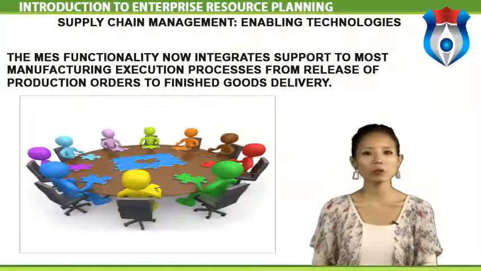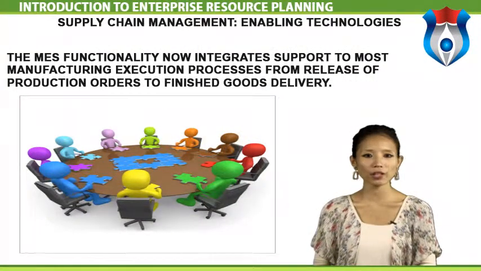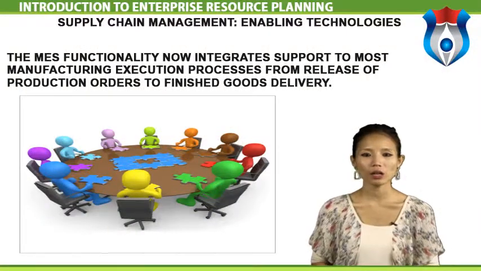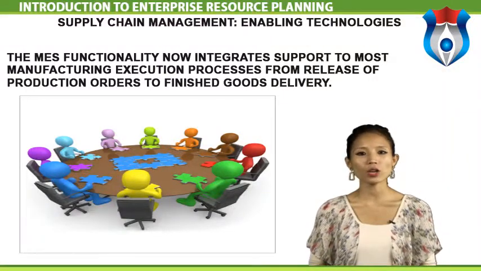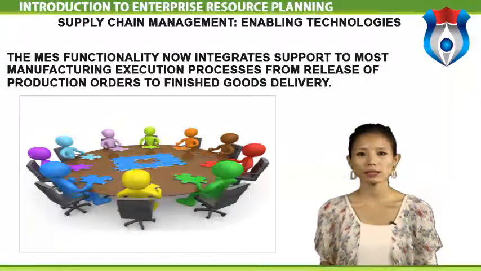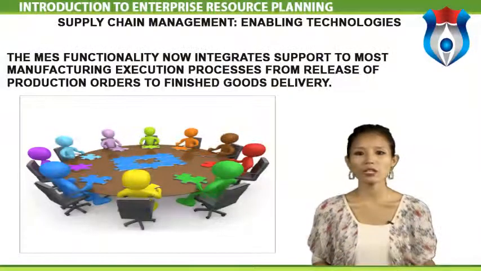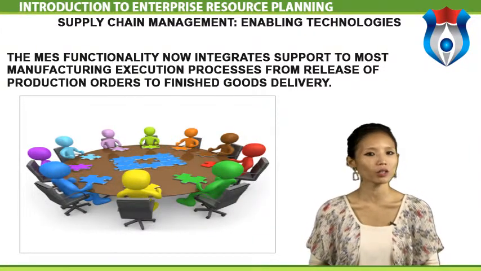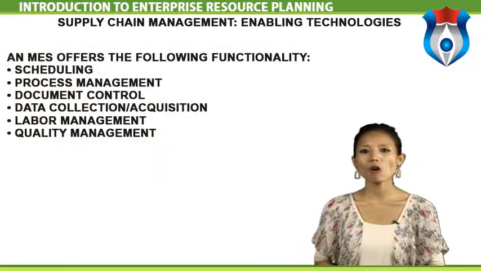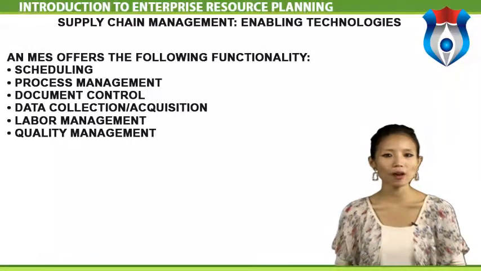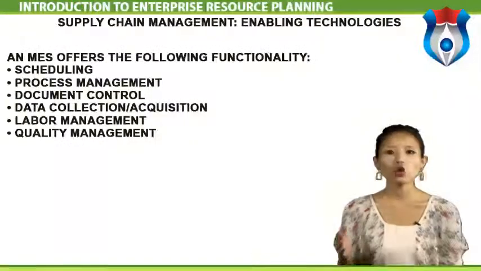The MES functionality now integrates support to most manufacturing execution processes, from release of production orders to finished goods delivery. MES also triggers supply chain replenishment upstream, telling sources that replenishment inventory is needed. These systems use a common user interface and data system to integrate support to multiple locations or organizations within a supply chain. And MES offers the following functionality: scheduling, process management, document control, data collection or acquisition, labor management, quality management.